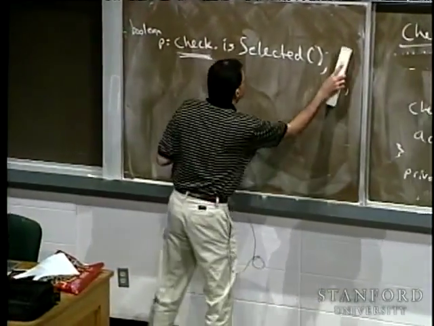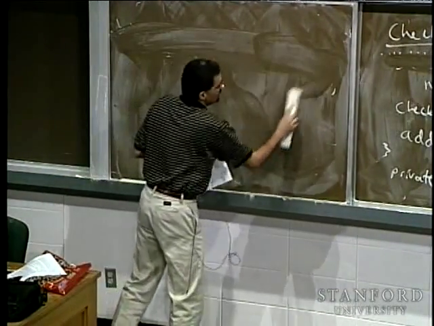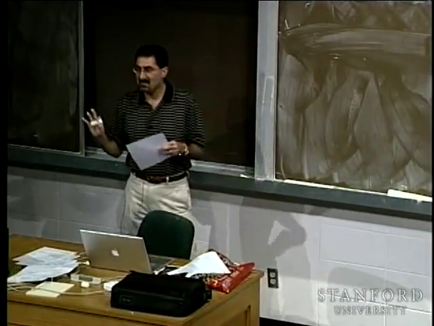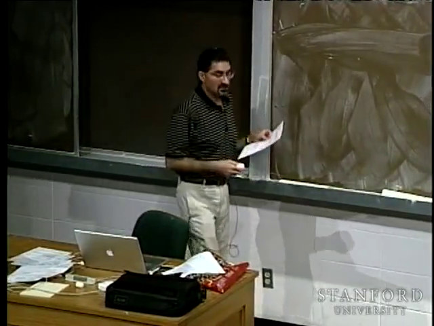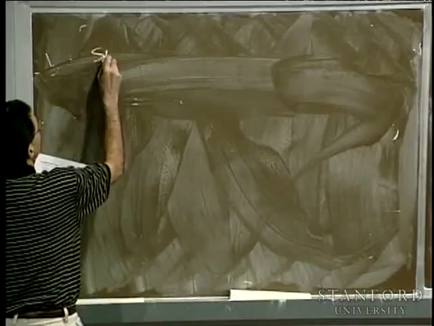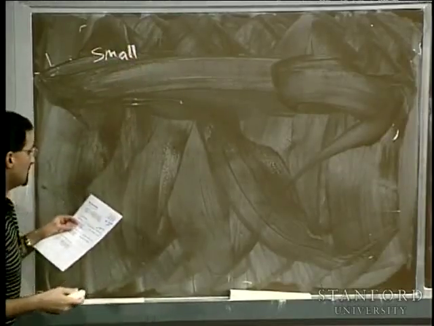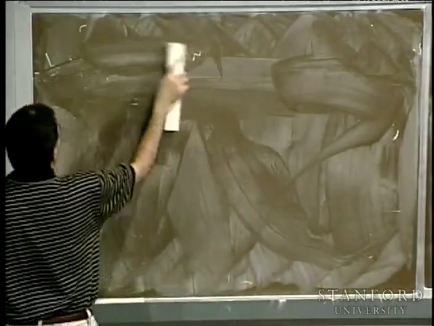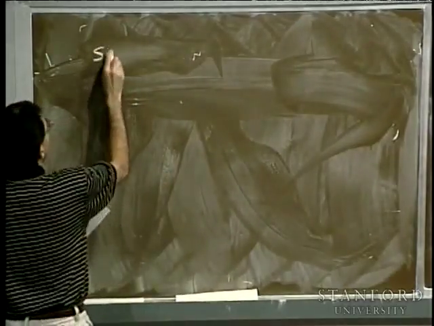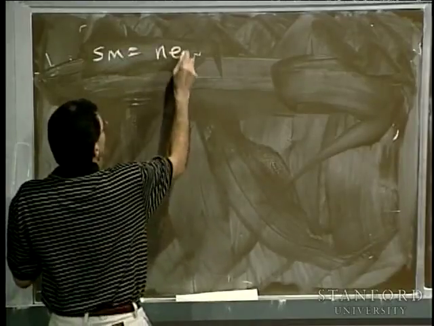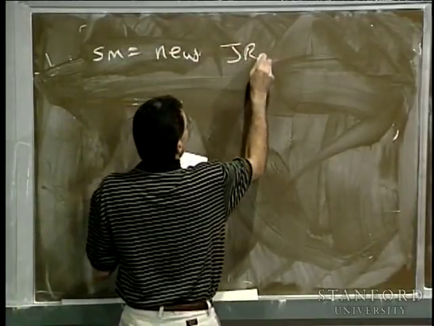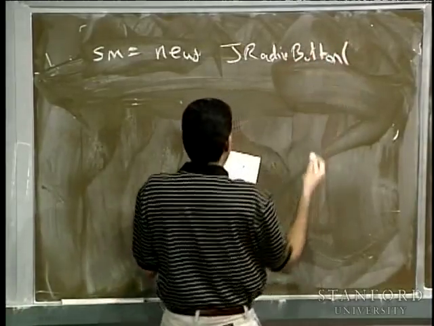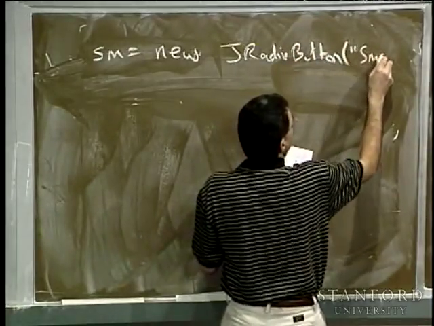So besides the checkbox, we had this radio button for the size being small, medium, or large. Radio buttons get a little bit more involved, but not a whole bunch. So the first thing we're going to do is create all of the individual radio buttons. Let me abbreviate these so it's easier to keep track of them. We'll have SM, which is small, is a new JRadioButton, and it's going to have some text associated with it, which is just the word small.